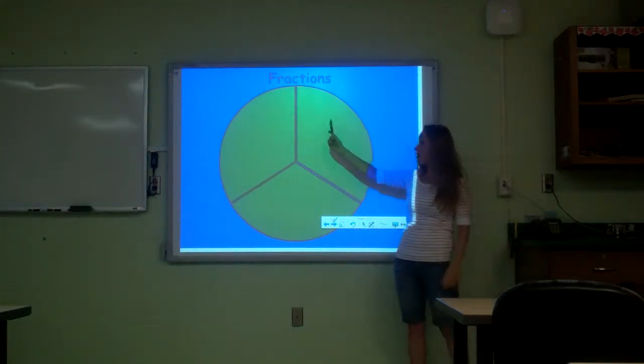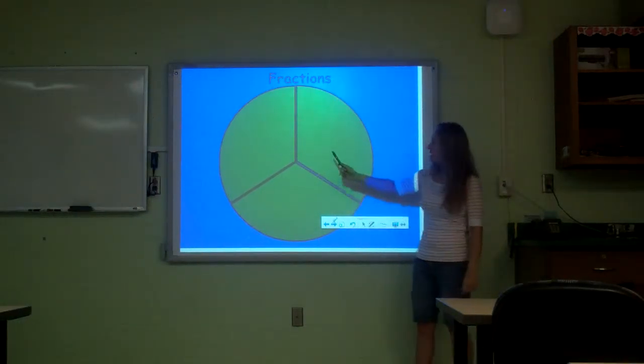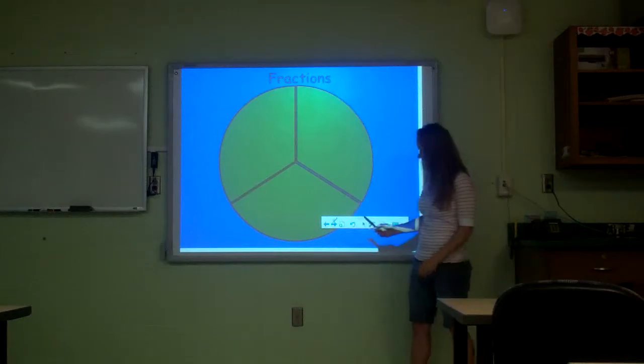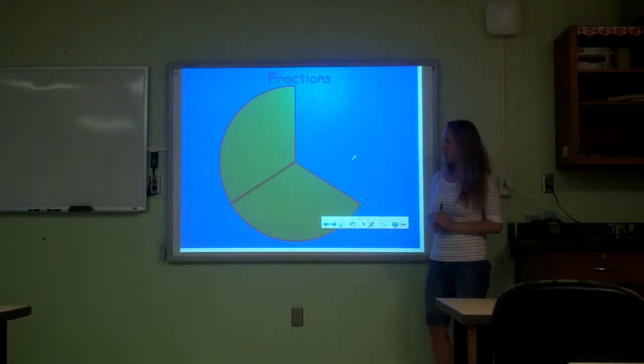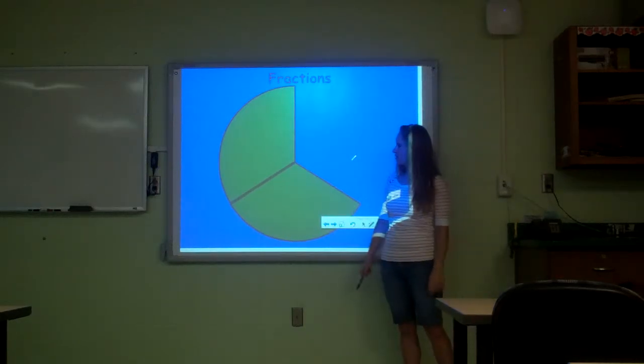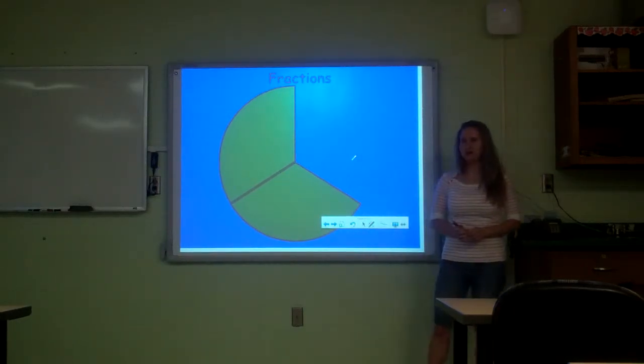Okay, so what if I have one whole circle and I divide it into 3 parts and I take 1 part away? How many thirds do I have left? 2 thirds.